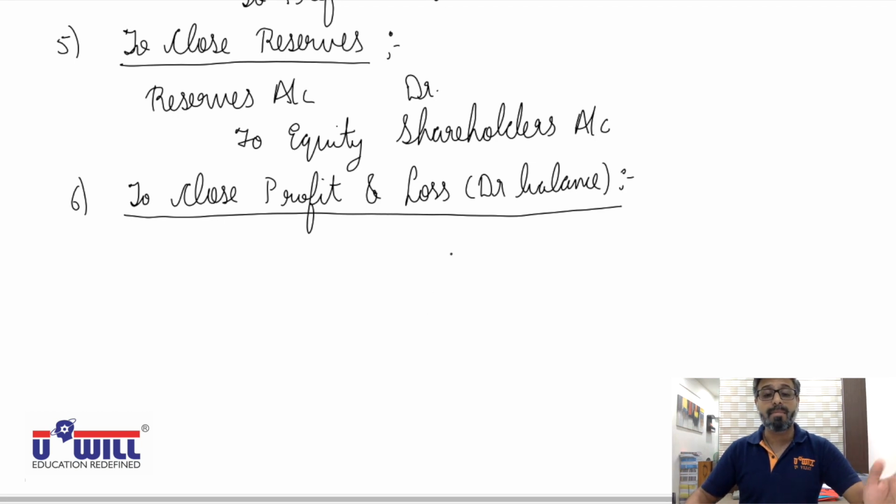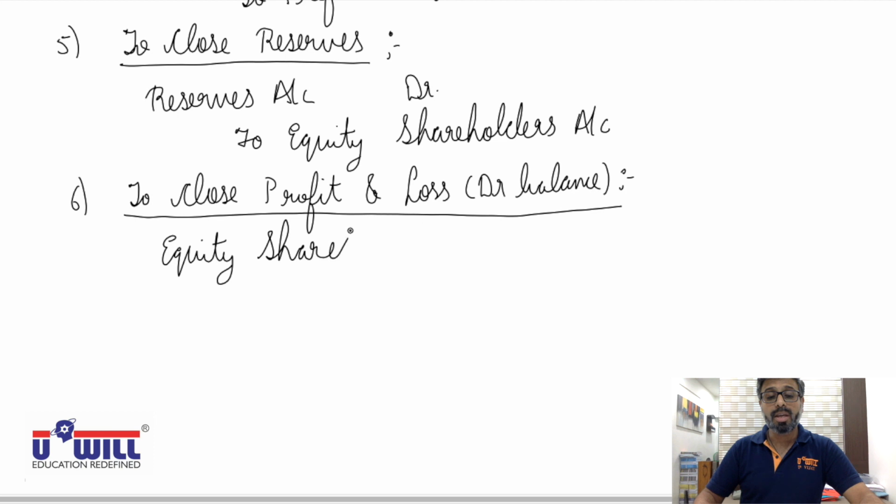To close this debit balance, we will reverse and credit. And who will bear this loss? Owners, main owners, equity shareholders. So equity shareholders account debit to profit and loss account.